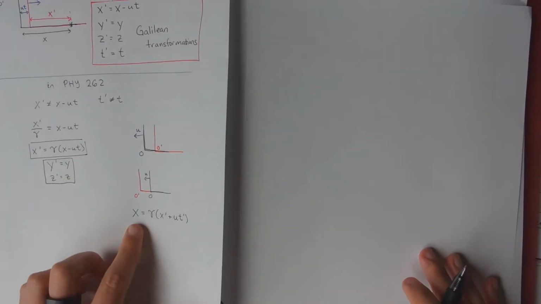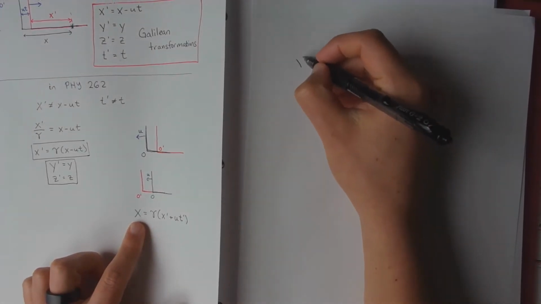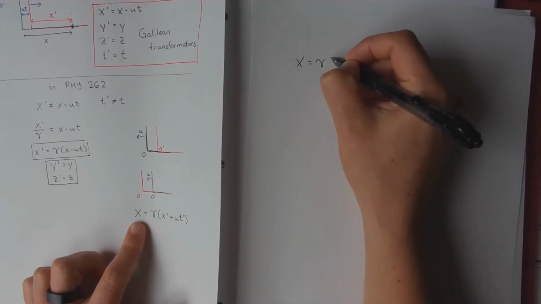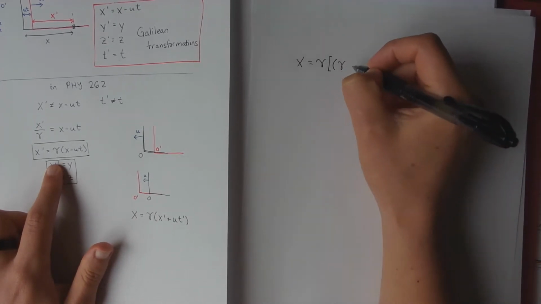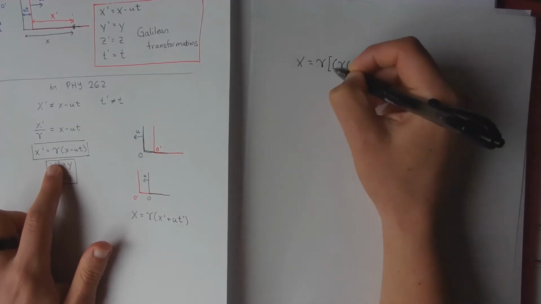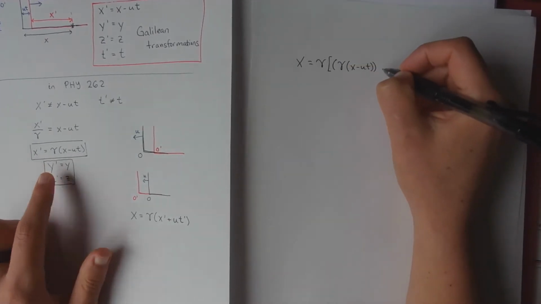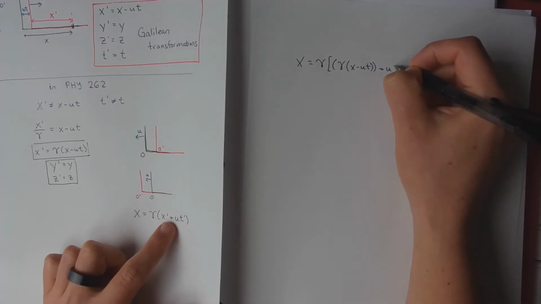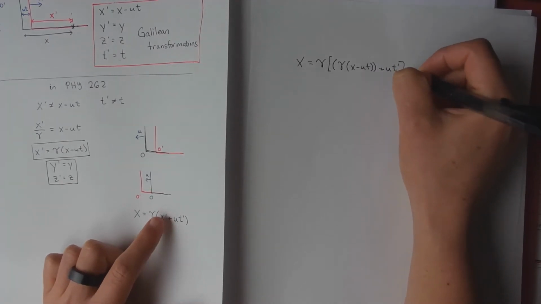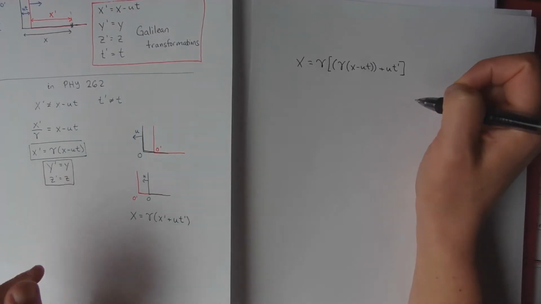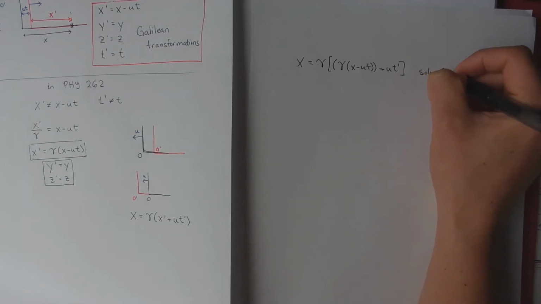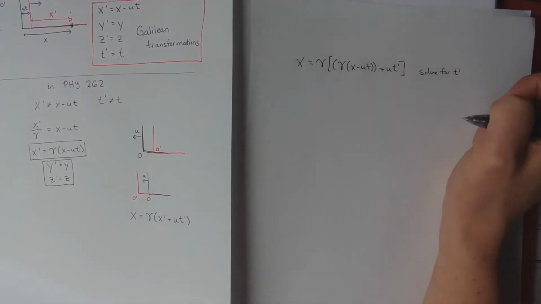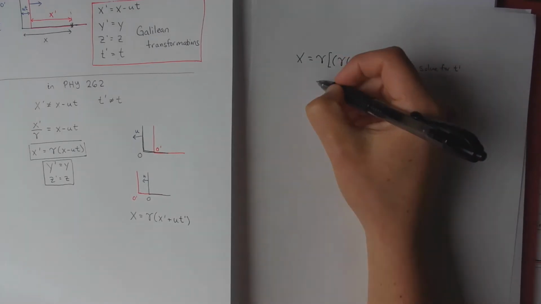So I have x is equal to gamma times x prime, but x prime is equal to gamma times (x minus ut), plus ut prime. And then my goal is to get an equation like this, but for t prime. So I want to solve for t prime, so I need everything else over on the other side of the equation.